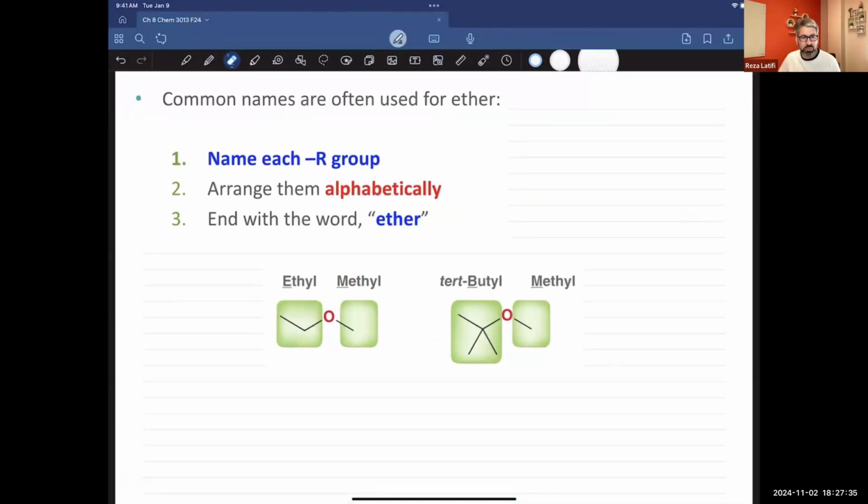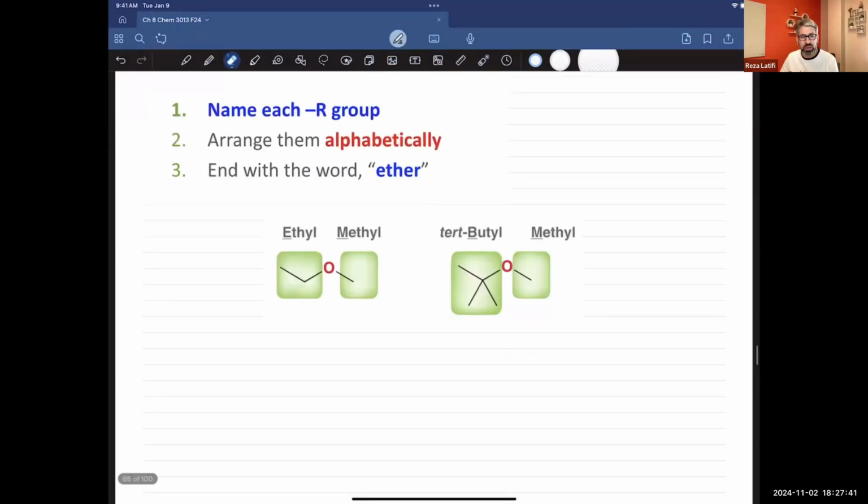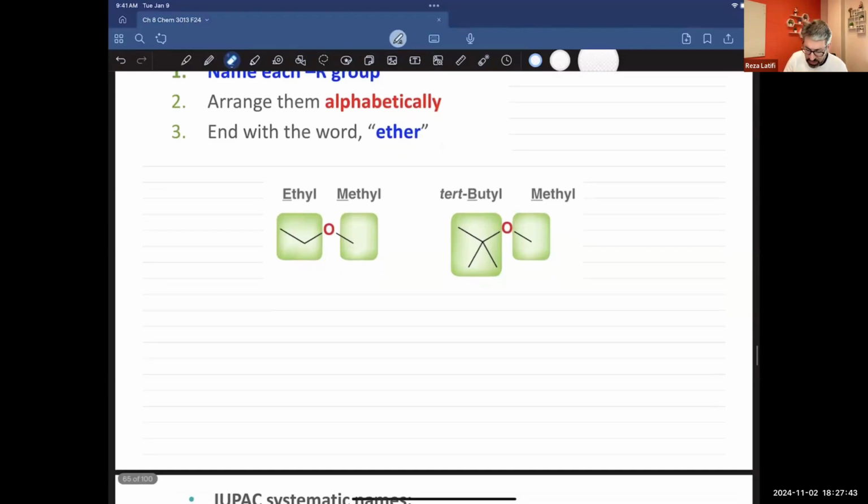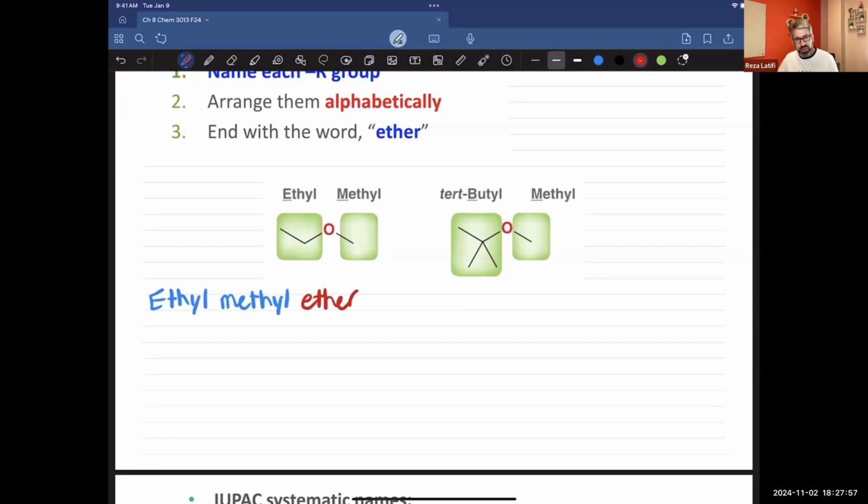As I said, the first method is to name each substituent. I have ethyl and methyl. The priority is going to go with ethyl. So I say I have ethyl, and then I say I have methyl, and I will add ether to the end to say that this compound is attached to a methyl and an ethyl group.